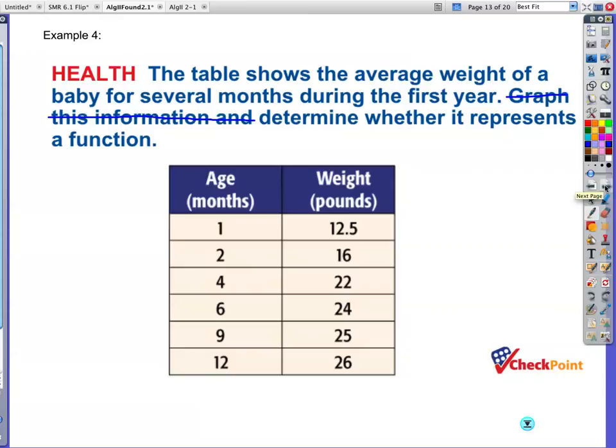The table shows the average weight of a baby for several months during the first year. I don't want you to graph it, we're just looking at the table. Does it represent a function? It looks like 1 is mapped to 12.5, 2 matches 16, 4 to 22, 6 to 24, 9 to 25, 12 to 26. All right, I don't see any number over here in my domain that is assigned to different numbers in the range. Okay, so yes, right now it is a function. I put FC in sometimes to abbreviate that. If you were to say 1 matches 15, then it would not be a function.